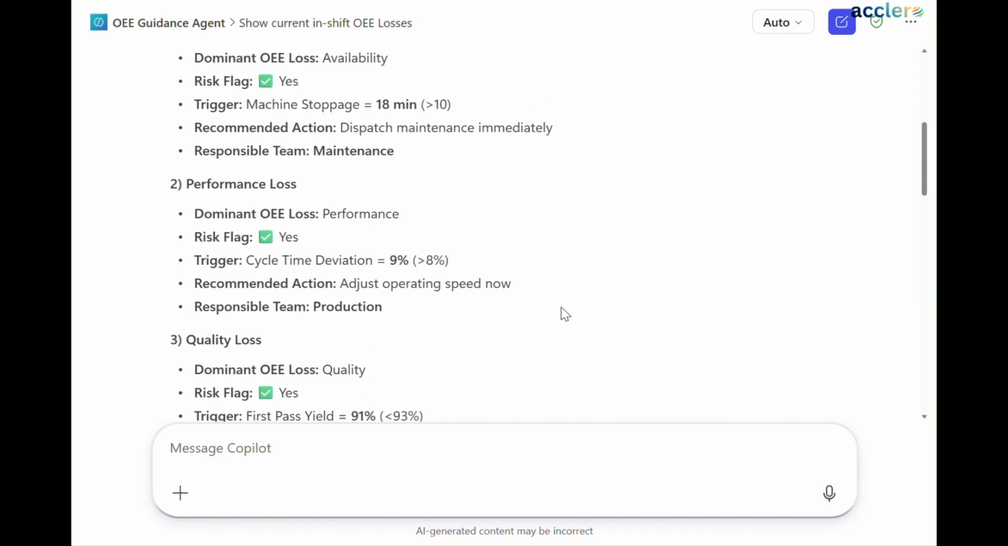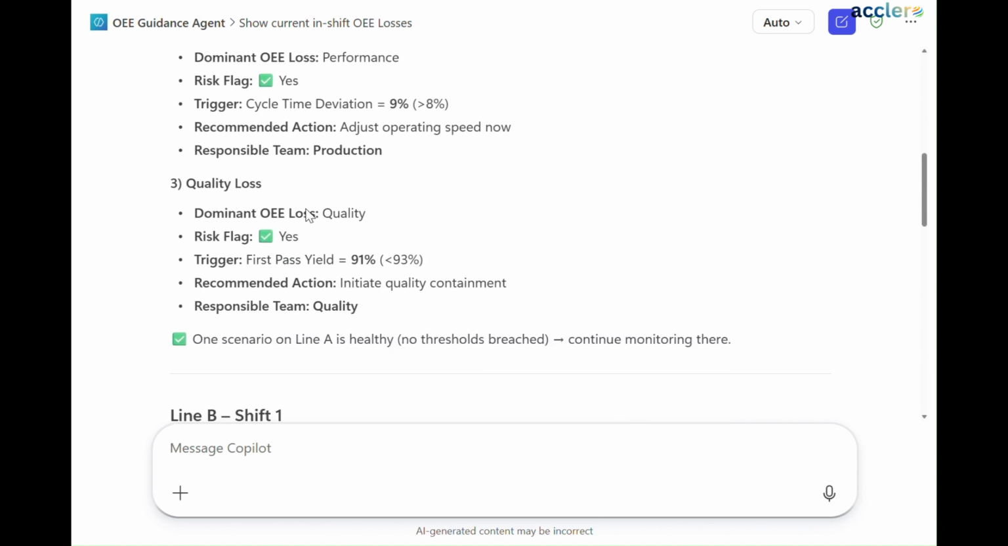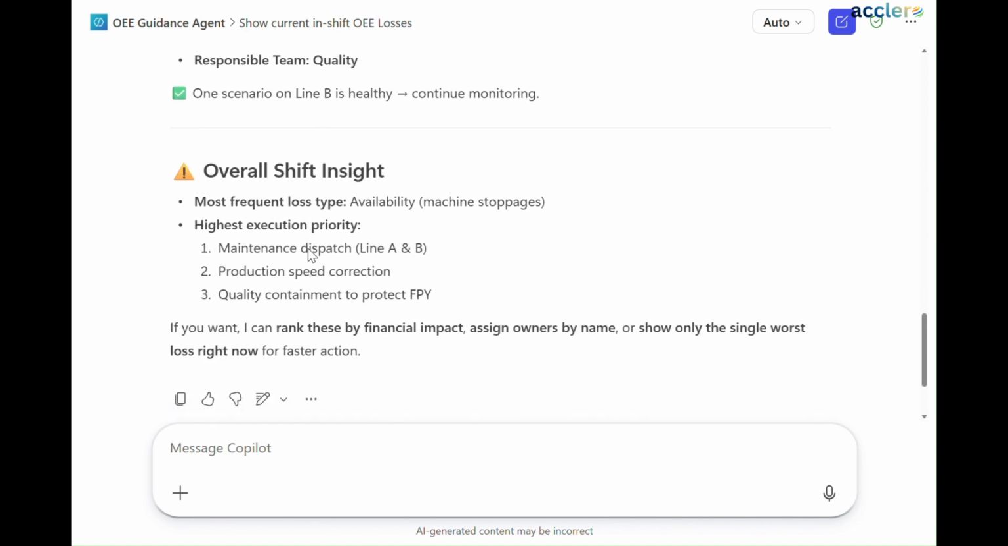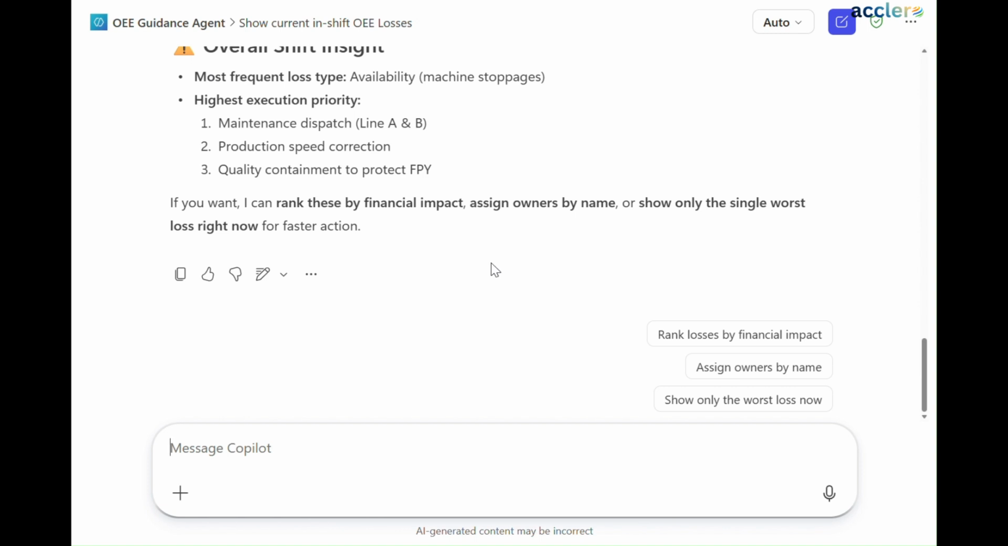Here there are two lines, line A and line B. Line A and line B are almost similar: availability loss, performance loss, and quality loss. It also gives overall shift insight. So let us go for the next use case, performance loss.